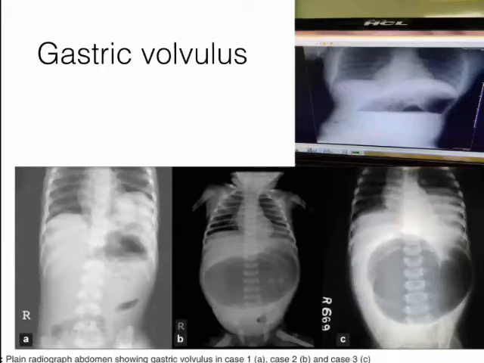So this is an X-ray film showing various presentations of gastric volvulus. In the first X-ray, you can see that there is over-distension of the stomach with an air-fluid level, and the twisted stomach wall can also be seen. Two shadows can be seen.